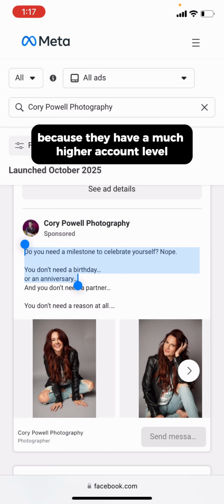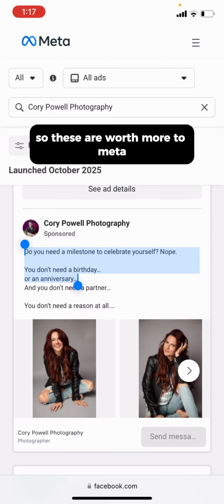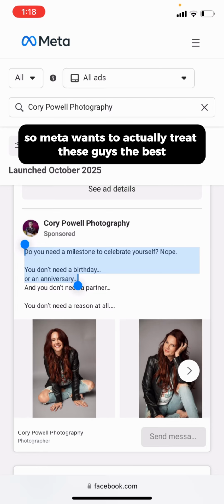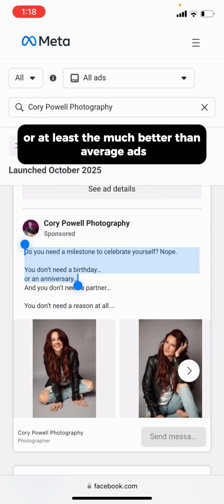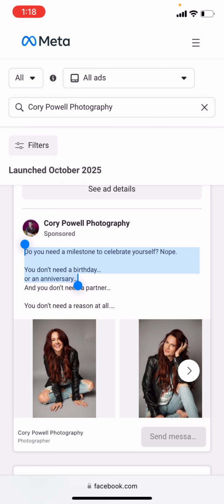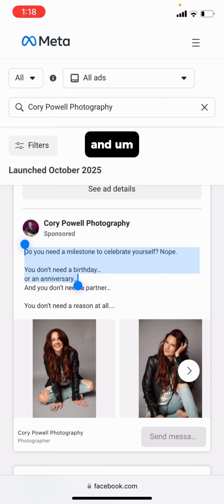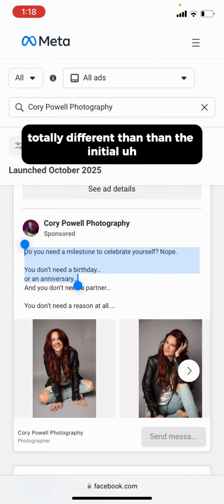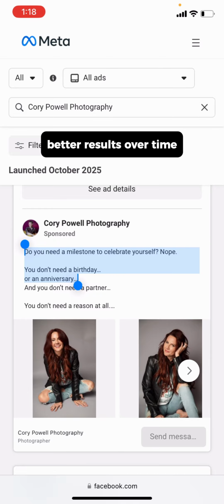These are much higher quality because they have a much higher account level, master level, global level conversion rate. So these are worth more to Meta because they're worth more to businesses. So Meta wants to treat these guys the best, which means only showing them the best ads, or at least much better than average ads. So our ads go to tranche 2 women, and we get the same ad spend, better results. Totally different than the initial scenario we talked about. Same ad spend, better results over time.